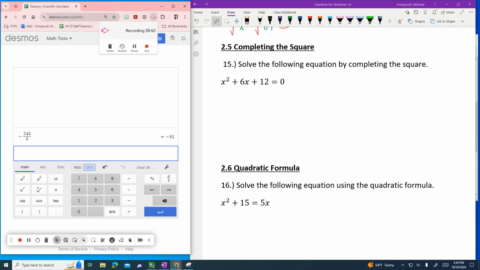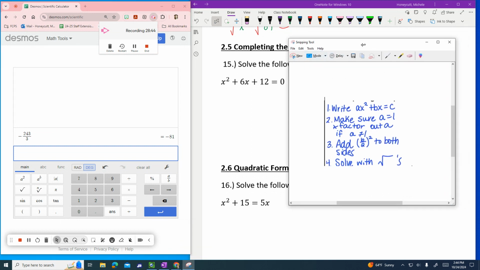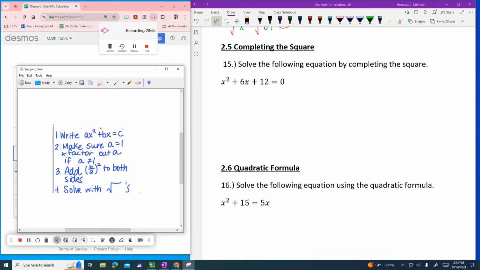Number 15 says solve the equation by completing the square. These are the steps for completing the square. You can find them written in your notes or in your overview. So first, this is completing the square.